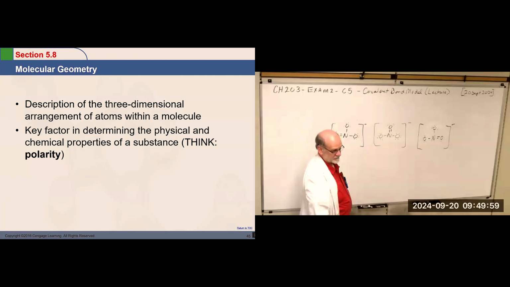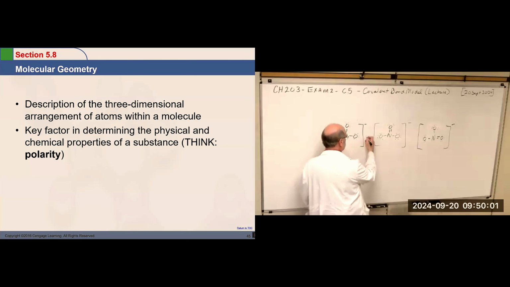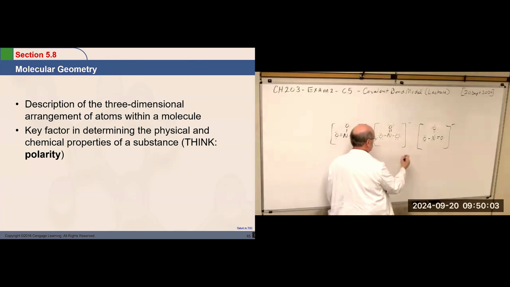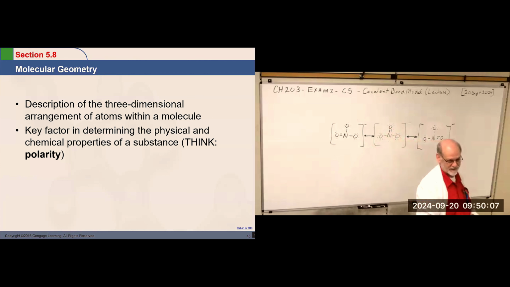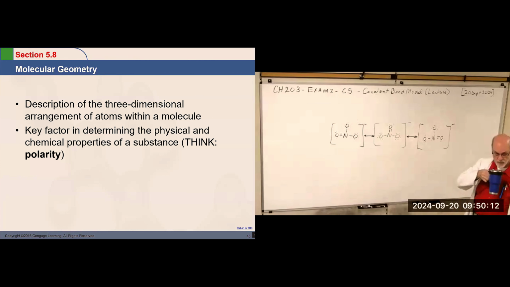All of them are valid. So guess what we have to do? It's time to resonate. That's how we would represent the nitrate ion.